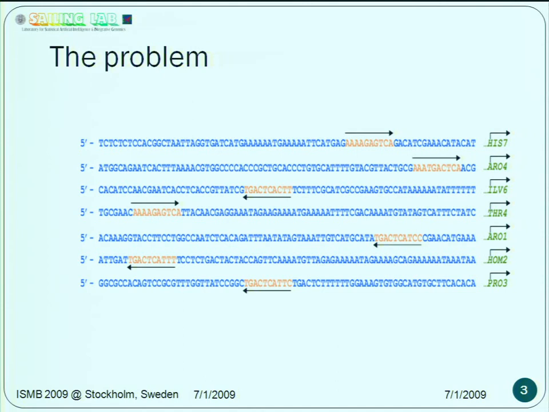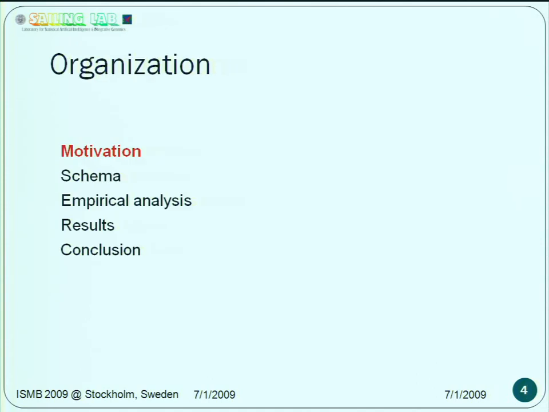The basic organization of the talk would be as follows. We would start off with the motivation for our problem, move on to the schema of how we solve it, look at some empirical analysis, then take a look at the results, and go on to conclusion.